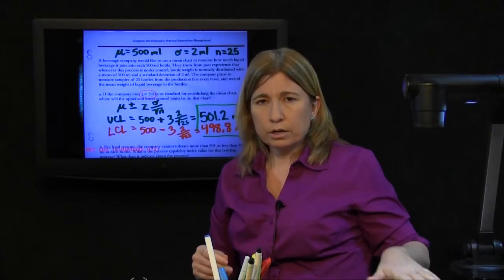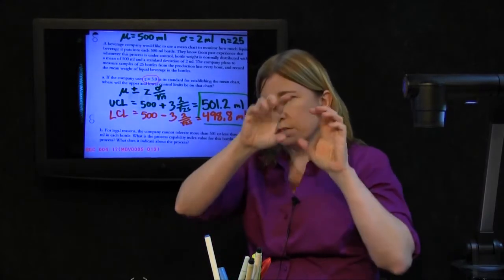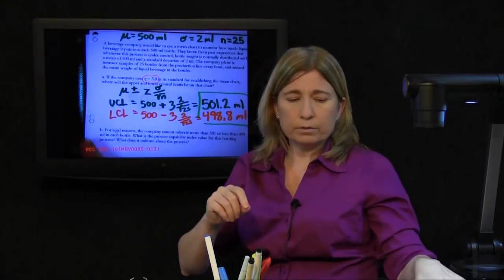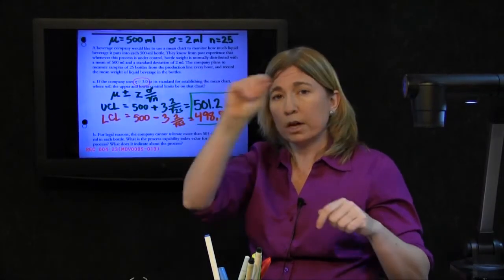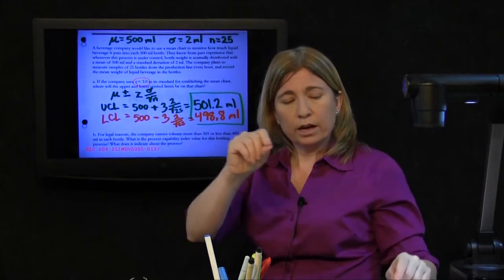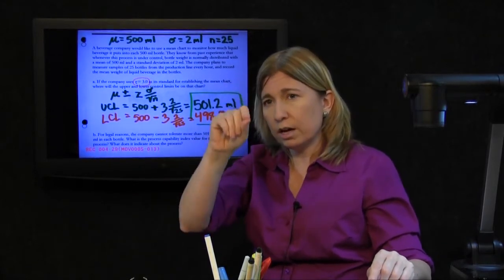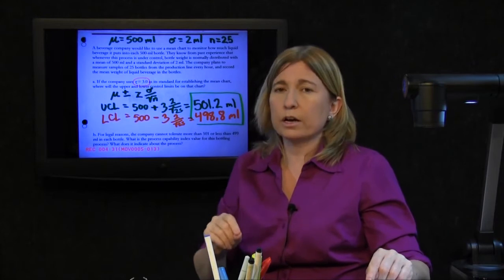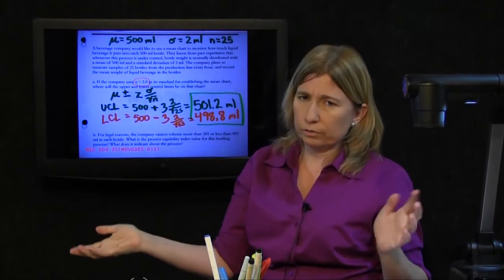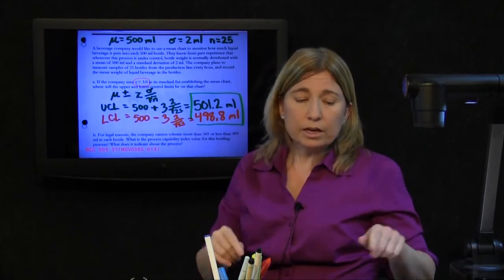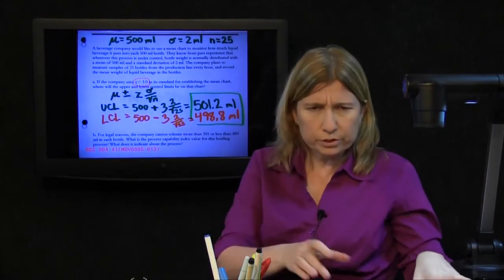So in the future, when they're pulling these samples of 25 bottles, they just need some graph paper where they plot 501.2 milliliters as a boundary and 498.8 milliliters as a boundary, and whatever the average sample weight is, they plot it. Hopefully it's in between, because if it falls outside, that's a signal for assignable variation. Anyway, they didn't ask about that, they just asked for the limits. There they are. Now, what's this other question?